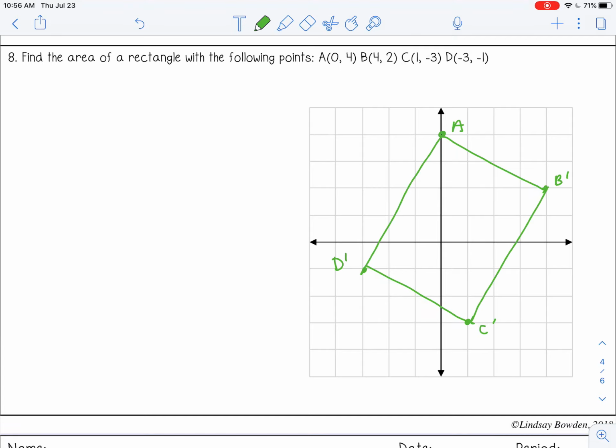All right, so area is length times width. And you can do either because we have two, doesn't matter. I'm just going to pick A to D as my length and A to B is my width. And I'm using the distance formula here. So go ahead and pause the video now and find the distance of both of those.